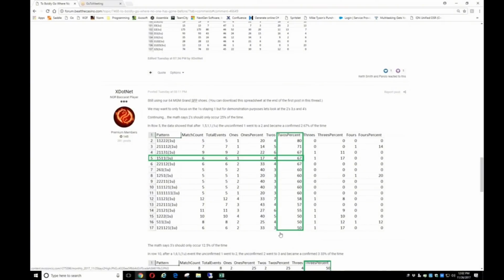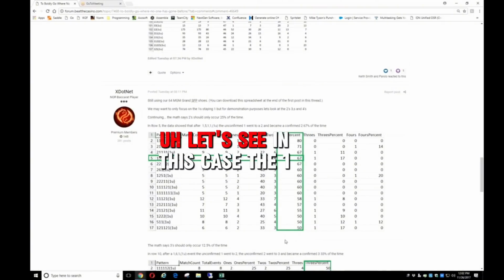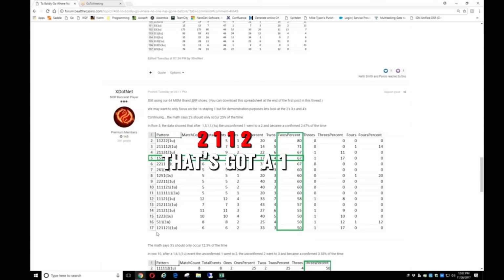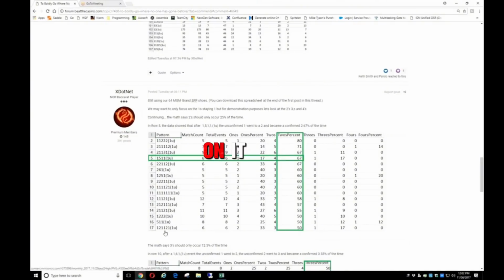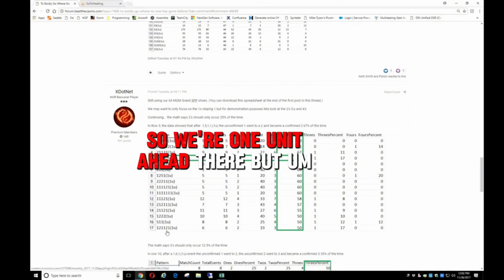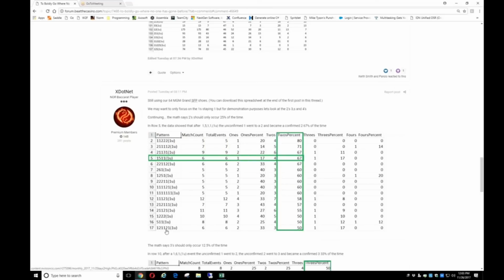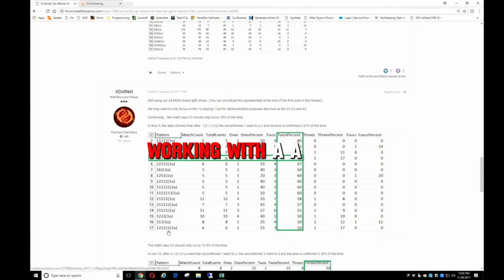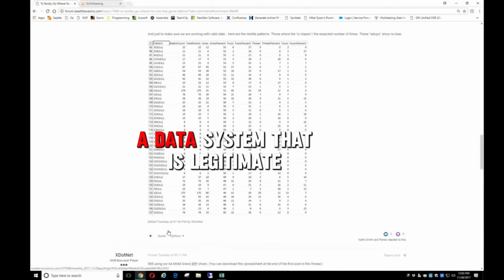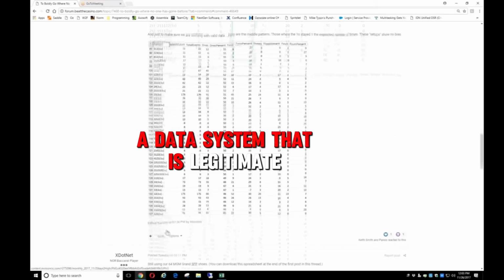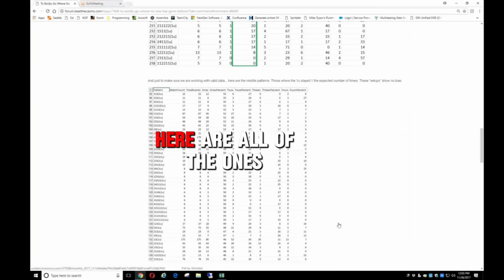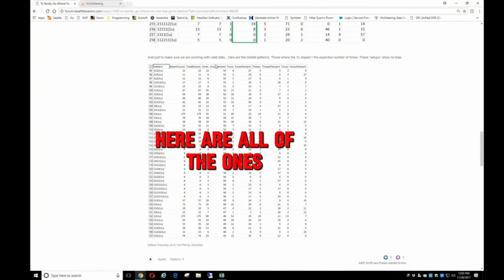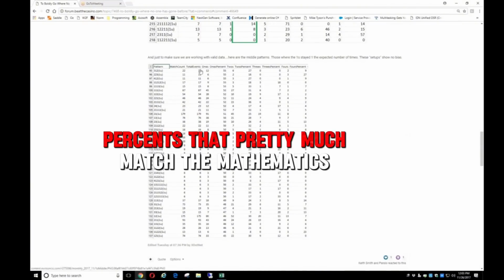Like, let's see. In this case, the 1-2-1-1-2, that's got a 1 on it. So we're 1 unit ahead there. But, and just to make sure that we were working with a data system that is legitimate, here are all of the 1's percents that pretty much match the mathematics.